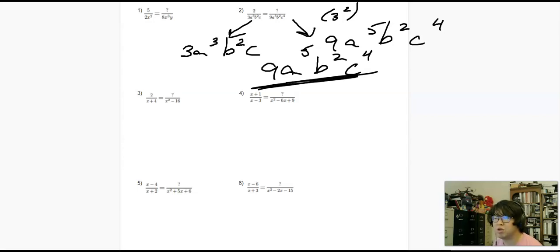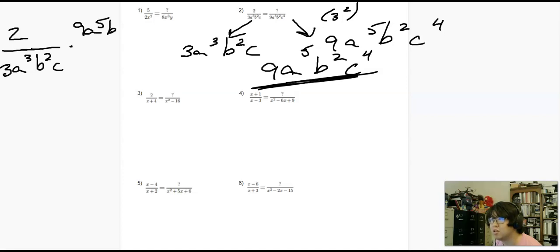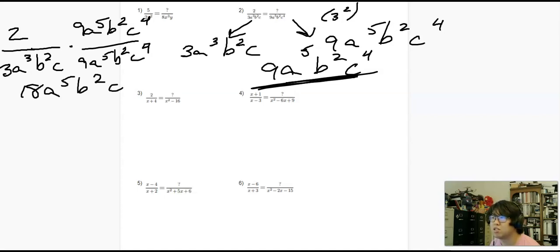Okay. So I'm going to keep working over here with this little empty space I have. What you can do is take the 2 over 3a cubed, b squared, and c, and you can just multiply both sides by the least common multiple. As I write that out, there we go. Now, if you do this, you'll end up with something very unwieldy looking. 2 times 9 is 18, a cubed, b squared, c to the 4th. Okay, cool. And down here we have 9a^5, b squared, c^4.